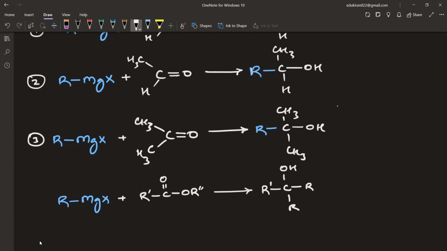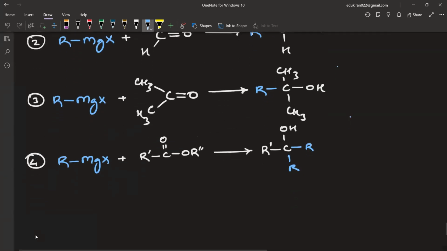This is from your ester, the fourth one. But these two R groups are from Grignard reagent. These two are from Grignard reagent. इसको लिख लीजिए please. In the case of esters. Now the last one जो हम लिखा रहे हैं आपको, fifth one here, you have RMgX plus if you have oxirane.